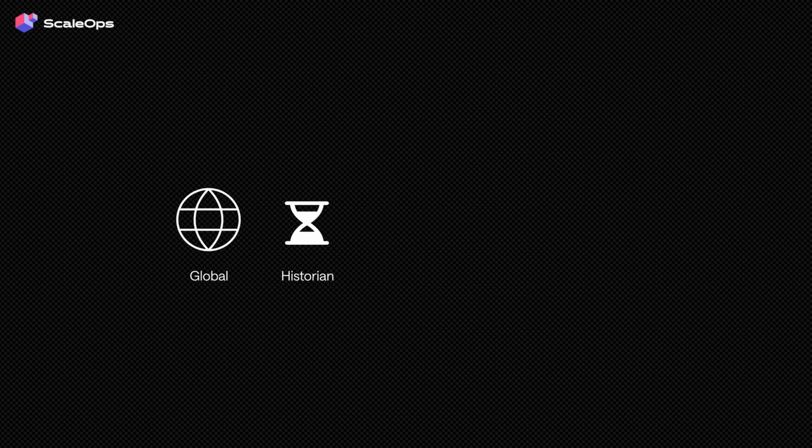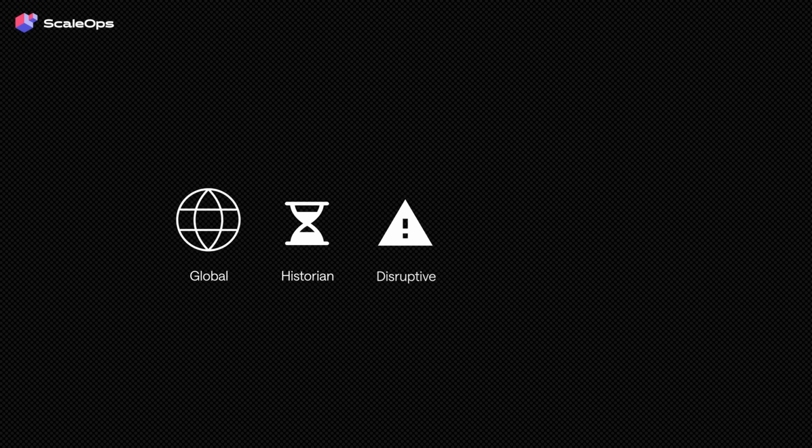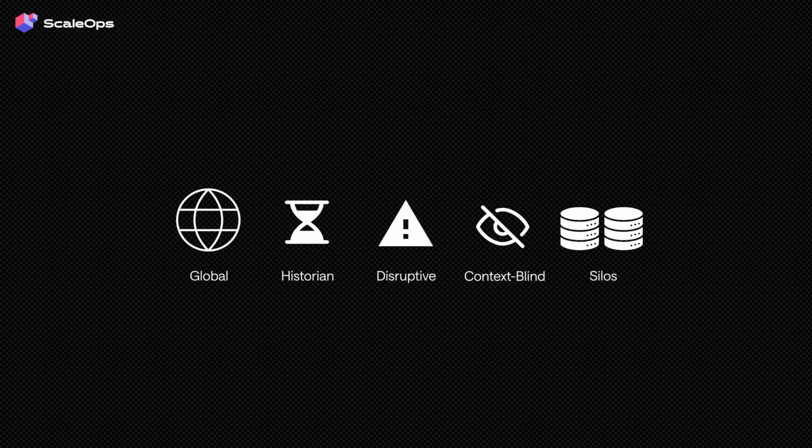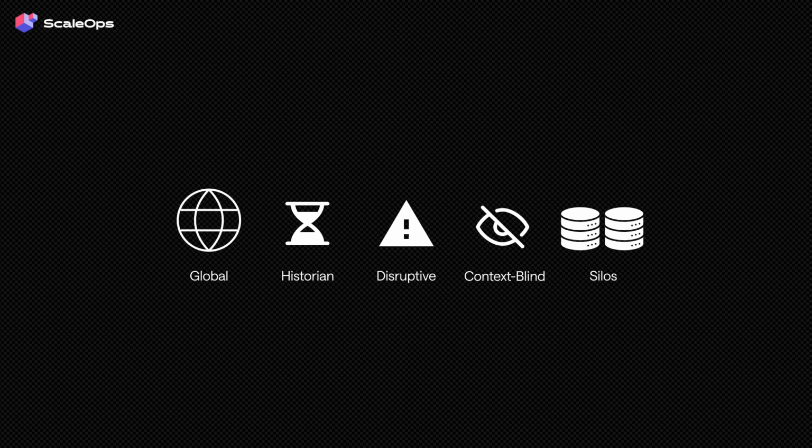Look, VPA was a great idea, but let's be honest, for production, it's fundamentally broken. In our last video, we covered its 5 big architectural flaws. It's global, so it's one size fits all. It's a historian, so it's blind to what's happening right now. It's disruptive by default. It's context blind, and it creates silos that are famous for fighting with HPA. But of all those flaws, the biggest one, the one that gets SREs paged, is that it's disruptive when it matters most.